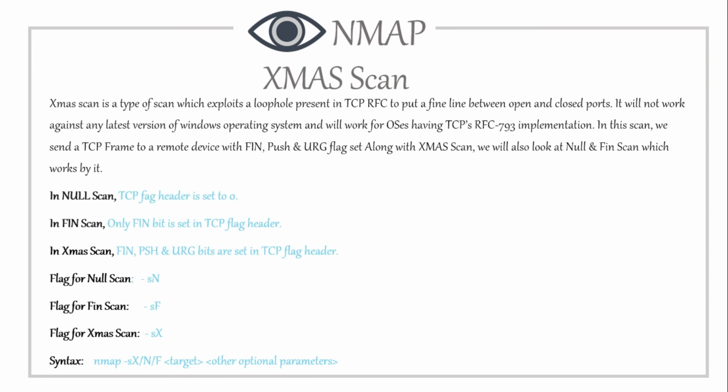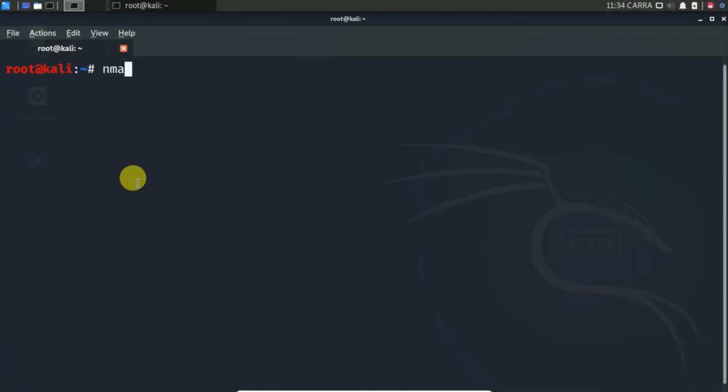Flag for null scan, -sN. Flag for FIN scan, -sF. Flag for Xmas Scan, -sX. Syntax: nmap -sX or N or F, target, and you can use other optional parameters. Performing Xmas Scan. Boot Kali Linux and open terminal. Use the following command for Xmas Scan and check the below output.